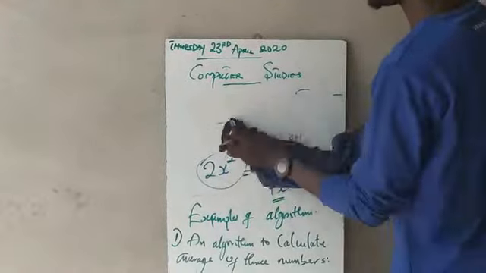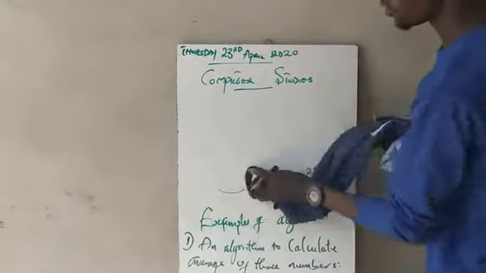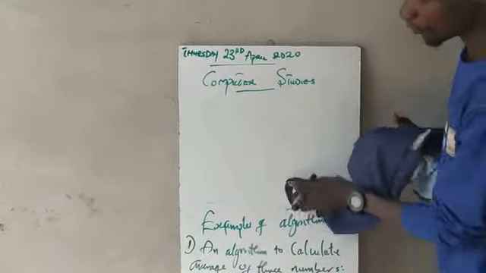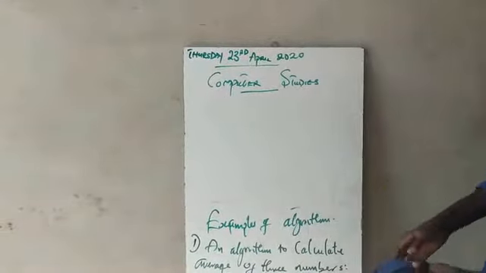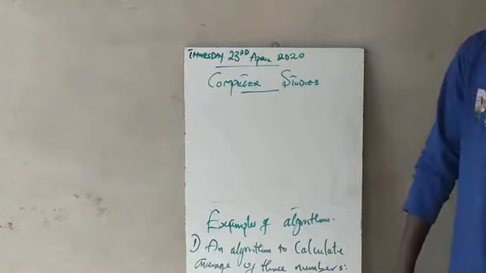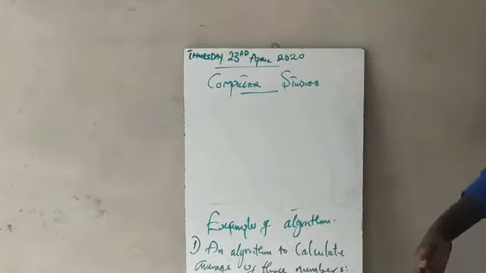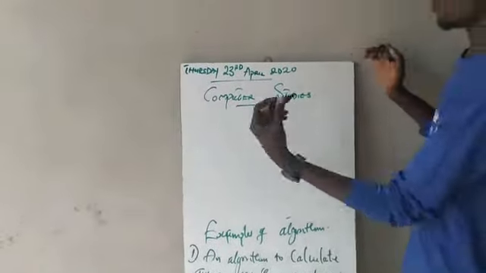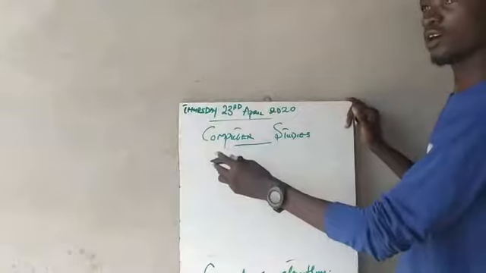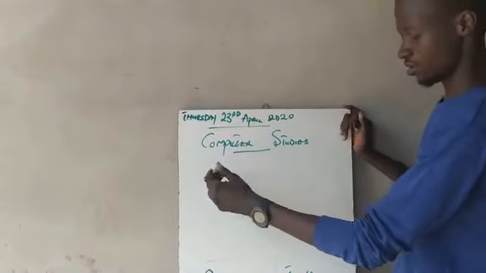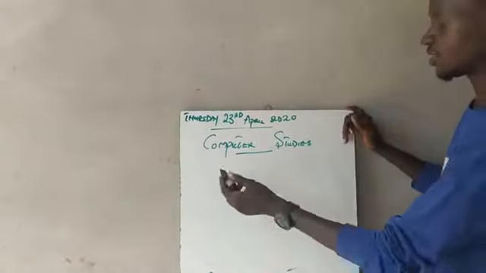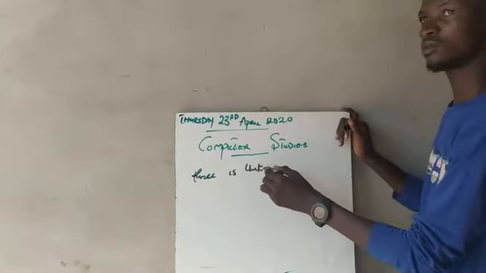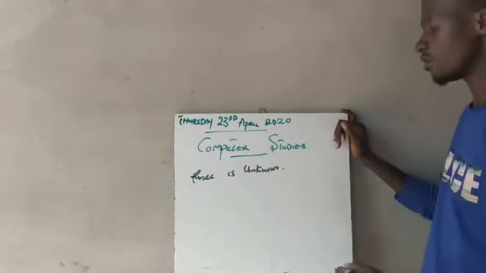So if you want to write an algorithm to calculate average of three numbers, you need to follow a certain procedure. So now, for example, what are the three numbers? The three numbers are unknown.